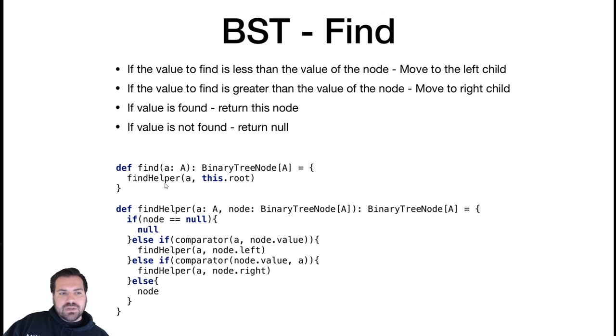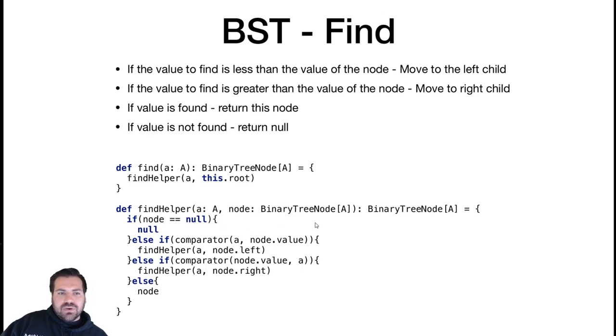And then find itself is just going to defer to the find helper and say, look, you're going to start at the root. You're currently visiting the root. You're looking for A. Do your thing. But we wouldn't want to expose this to the user. We wouldn't want a user to have to say, find A and start at the root. A user shouldn't have to define that because that should be implied. So we have these two different methods to be able to imply that starting at the root behavior.